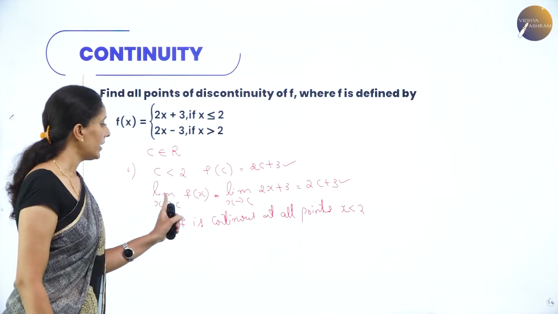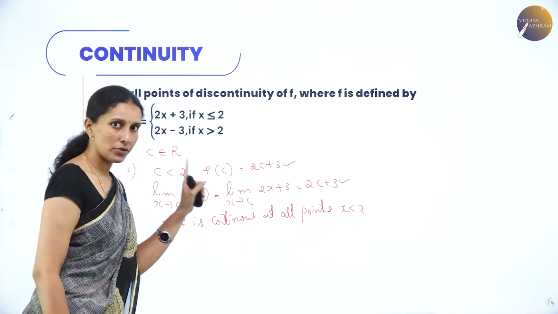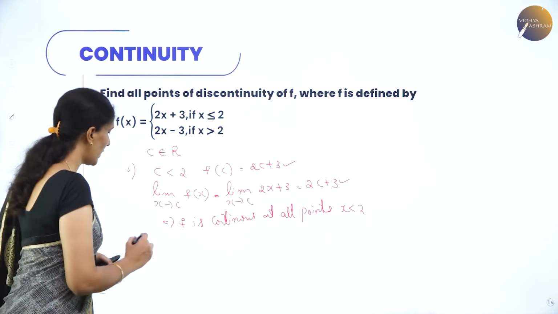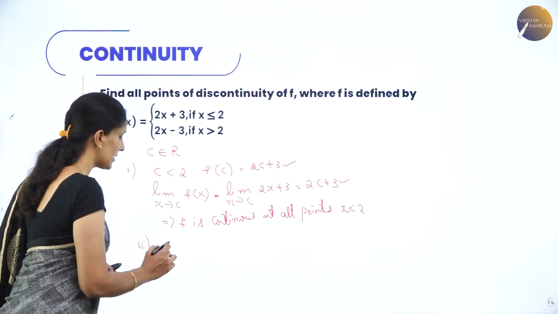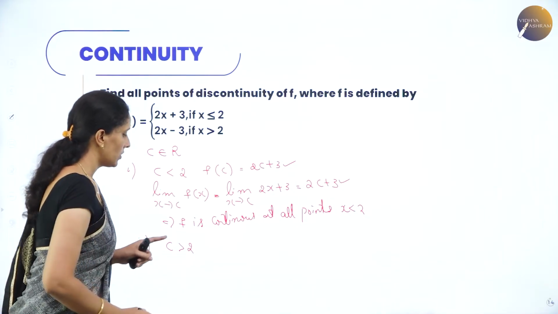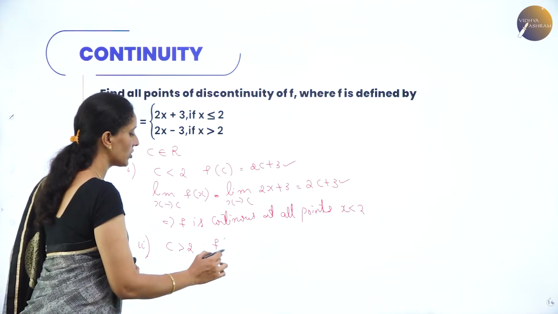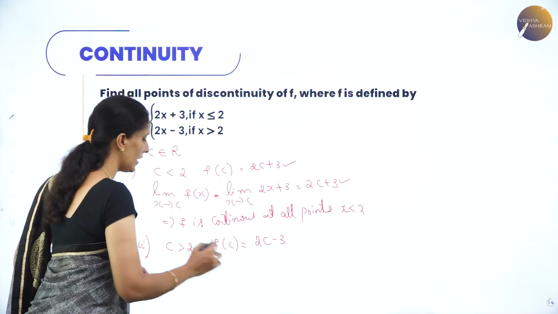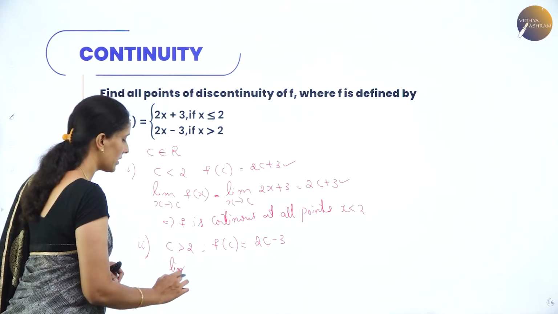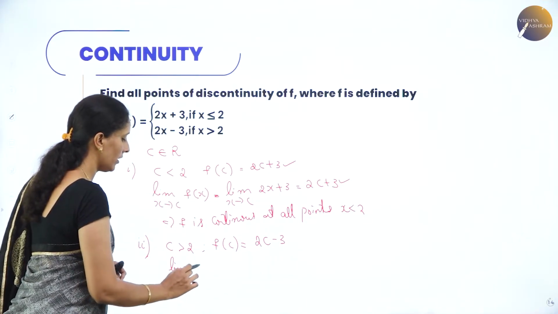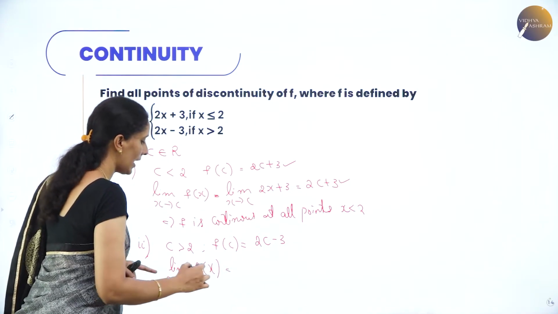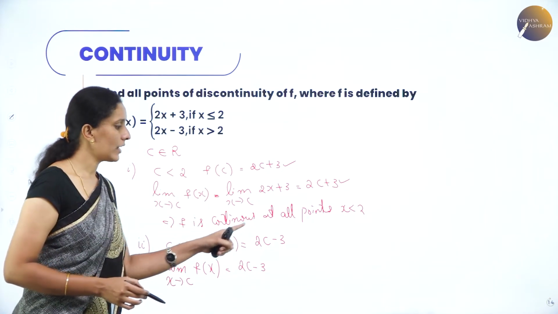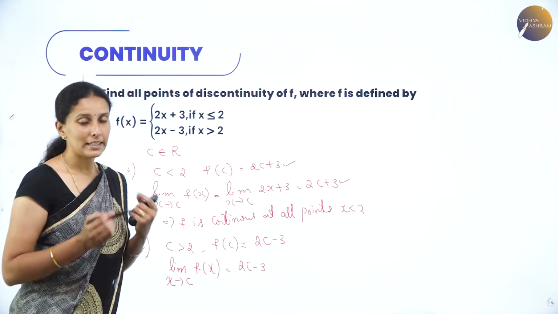So if it is continuous at a point c less than 2, since c is a point which is less than 2, we can take x is less than 2. Next we take a function, here c greater than 2. Whenever c is greater than 2, the function is defined in the form of 2c minus 3. Similarly, when you apply the limit as x tends to c of f of x, this will again be equal to 2c minus 3. Hence, we can also write f is continuous at all points x greater than 2.